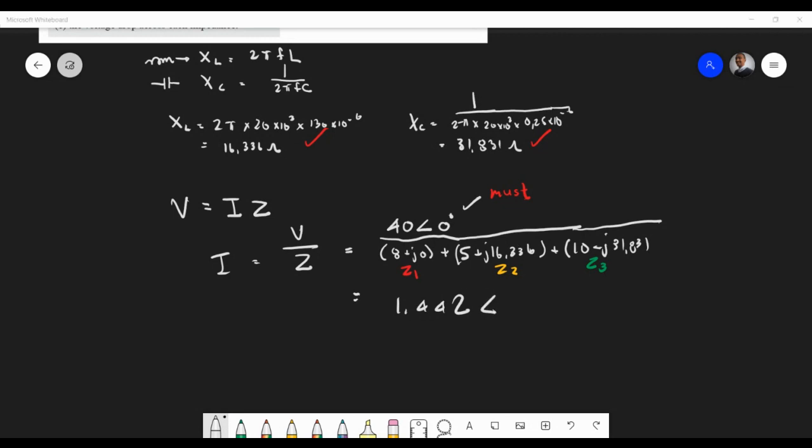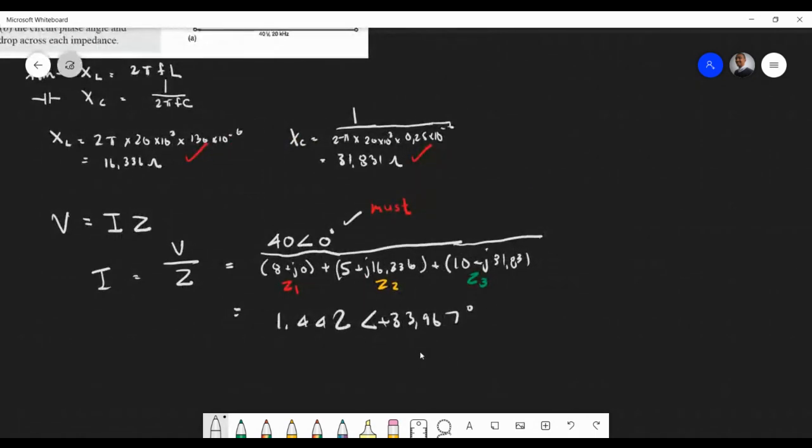I like the way you put the angle there, actually. 33.967. So it's very important, 33.967. It's very important to represent the plus or negative, because this tells you whether the current is leading or lagging.